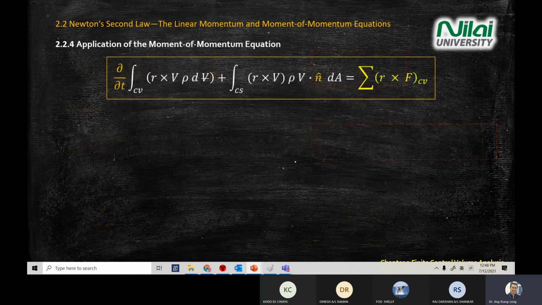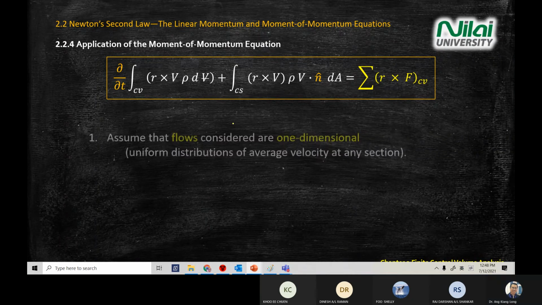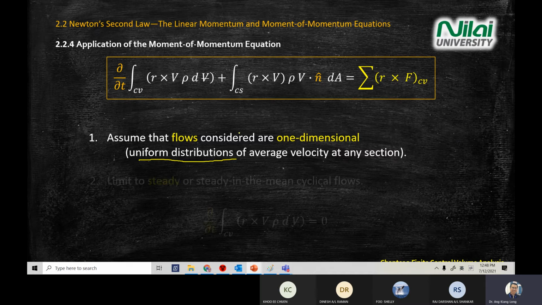All right, now there are lots of equations for today. So when we apply the MOM, there are a few assumptions, which is good news for you. First, we only consider flow happening in one dimension, which means when you solve the MOM equation for this module, assume you have a uniform flow in your control surface or control volume. You are looking at 1D.